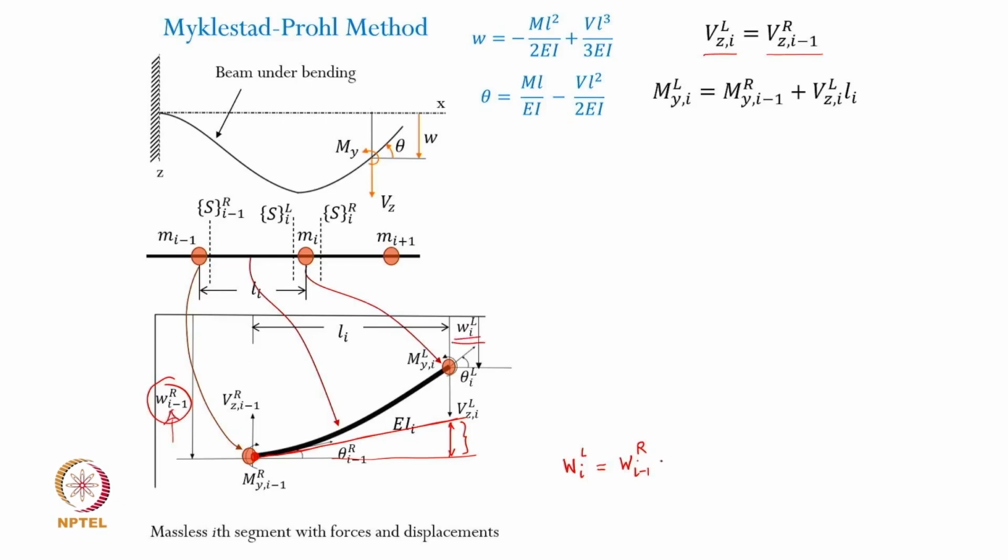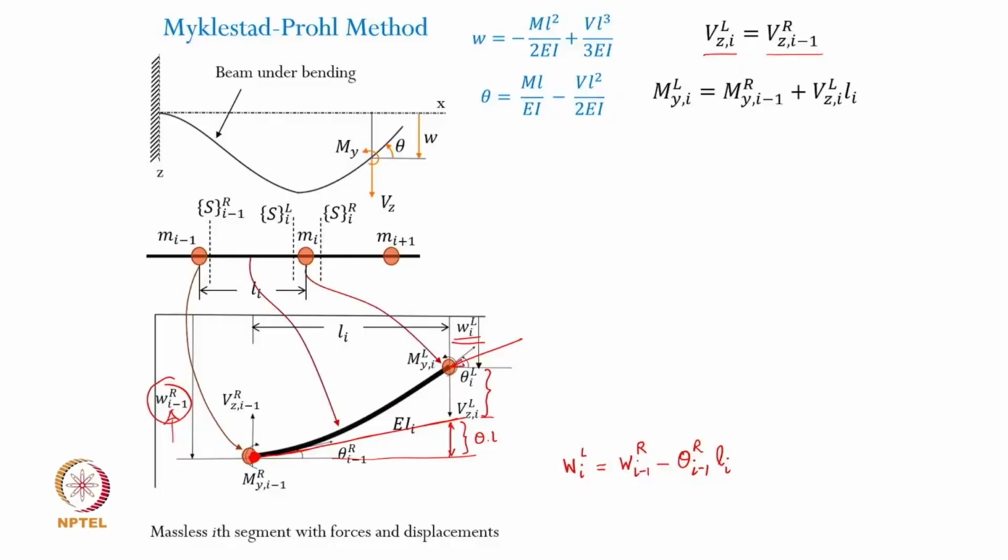Okay. So obviously I will have to subtract from this how much? Theta i minus 1 r, that means the slope at this point, multiplied by what? Li. Okay. This is theta into L. And beyond that there will be this much amount of deflection which will be happening because of the shear force and bending moment, okay, those forces which are acting on this point, and they will follow this equation, this relationship.